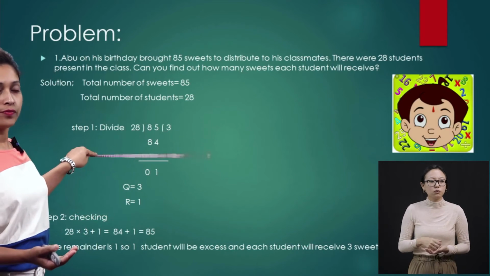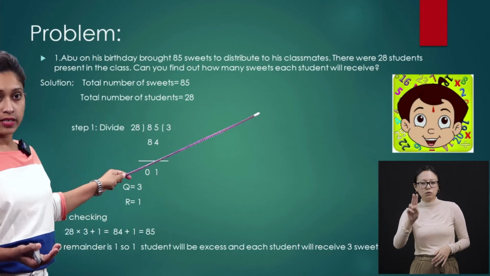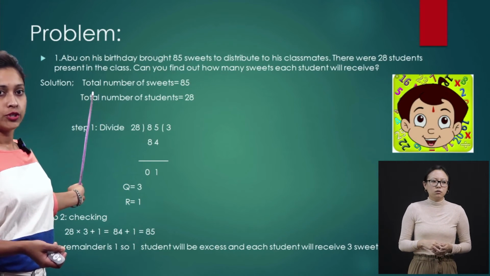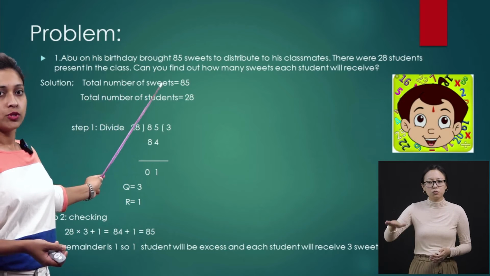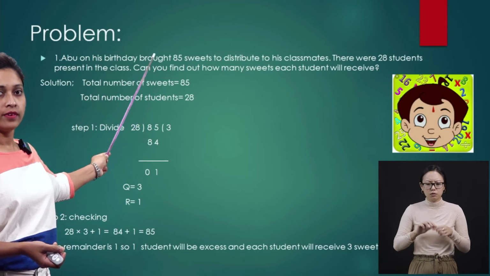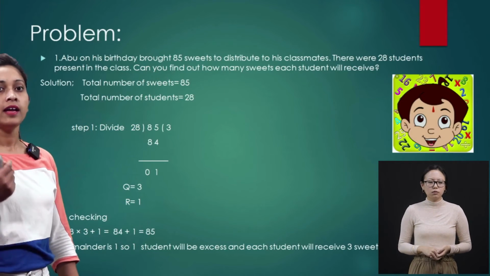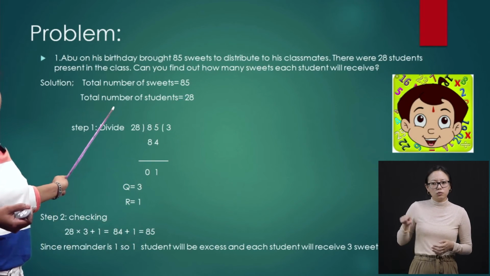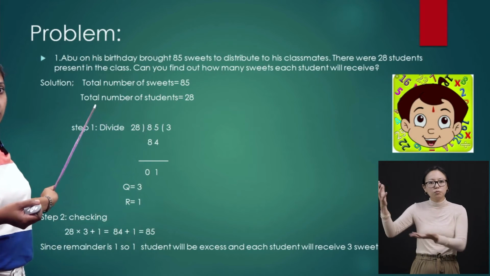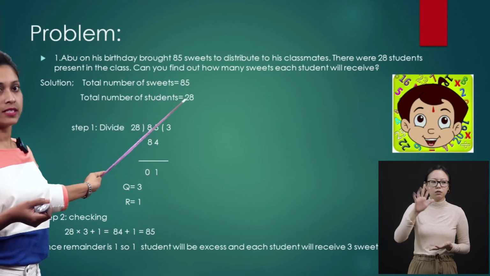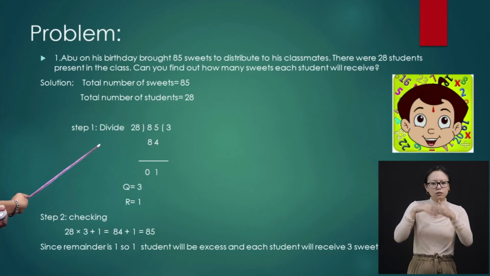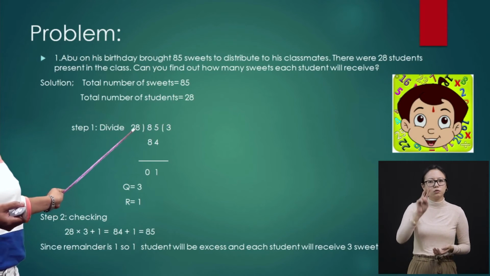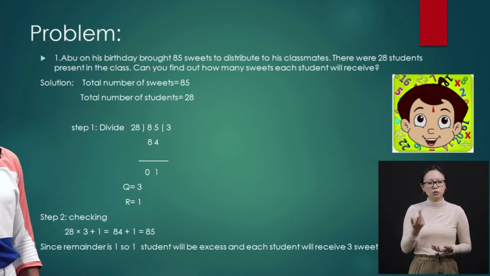So in order to find it, we need to do a division. So in the solution, what you have to write: total number of sweets. How many sweets do we have? 85. Abu has 85 sweets. You'll write here 85. Then how many students? 28. So total number of students, 28. Then what is step 1 here, children? So step 1, you need to divide 85 by 28.